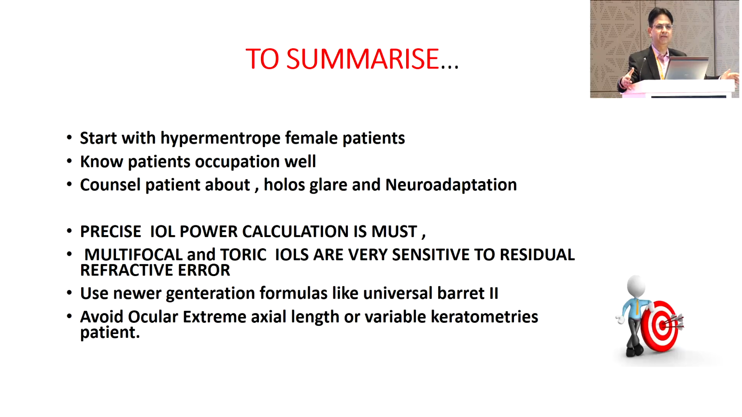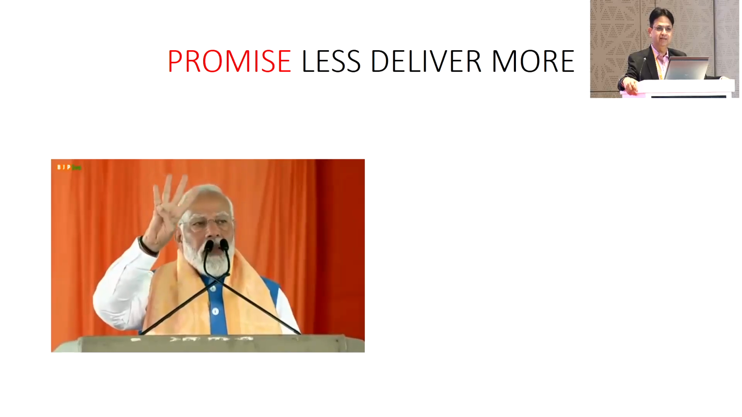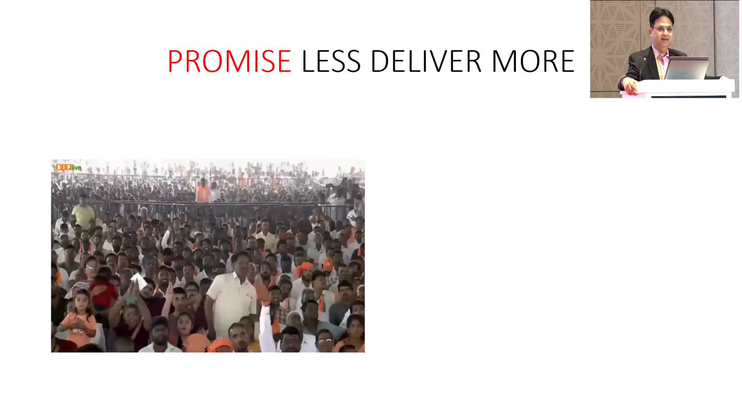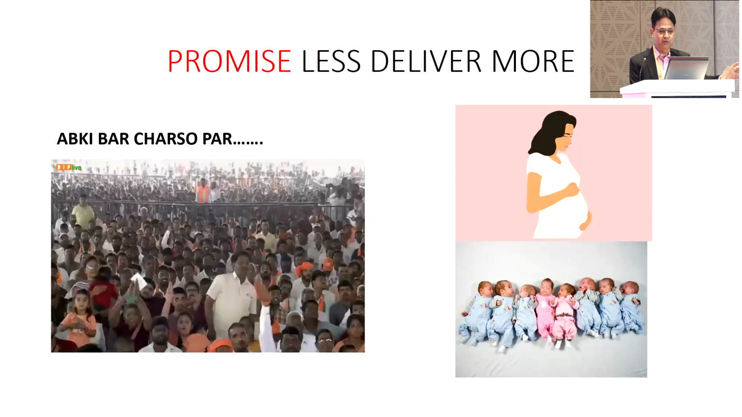Just straight away tell them that these lenses are not suitable for you, go for the monofocal lenses. And promise less and deliver more, otherwise this will happen. You may tell them that I'll get more than 400 seats and you get only 288. Again, nothing against any party. Promise less and deliver more.